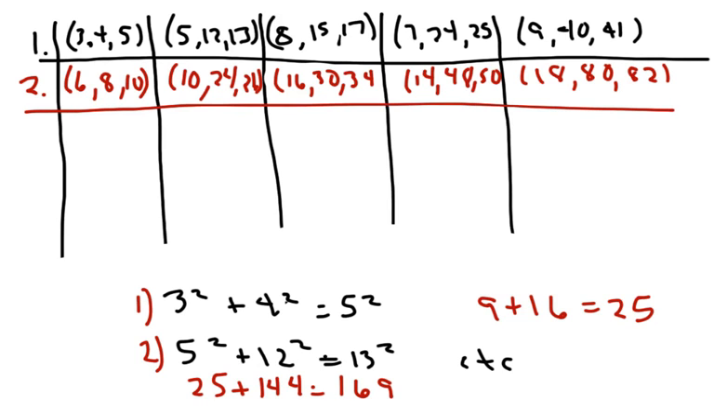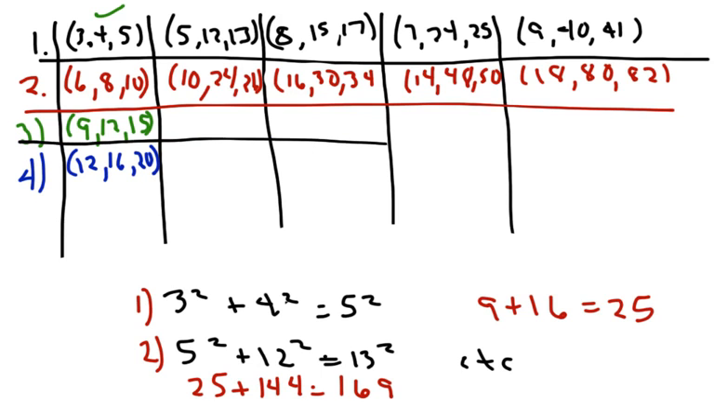Now let's go ahead and do another row. Let's do the column 3. So what I'm going to do is multiply the first row 3, 4, 5 by 3. So we're going to get 9, 12, 15. And then I'm going to multiply it by 4. 4 times 3 is 12. 4 times 4 is 16. 4 times 5 is 20. And you can keep going on and on and on.